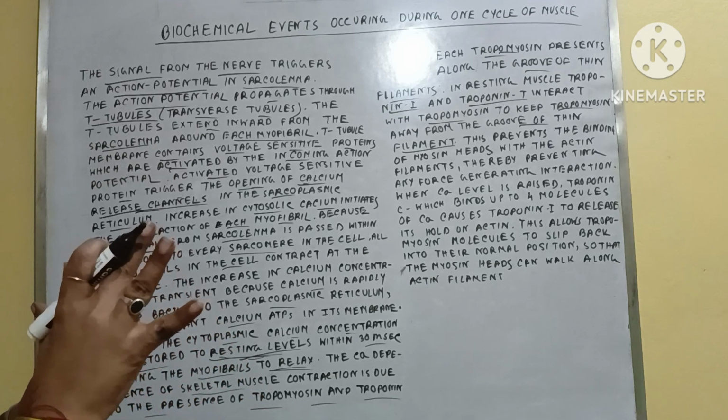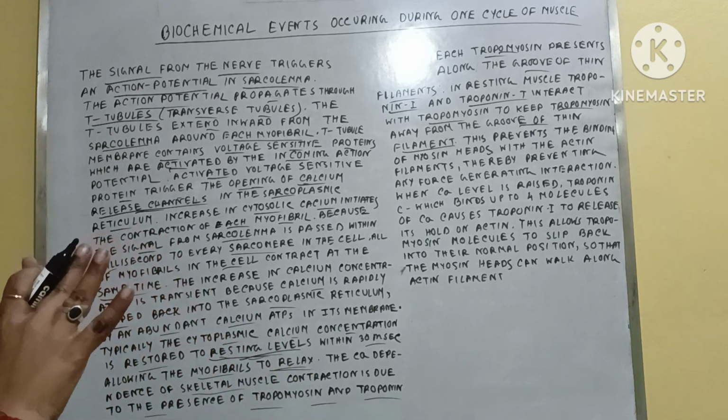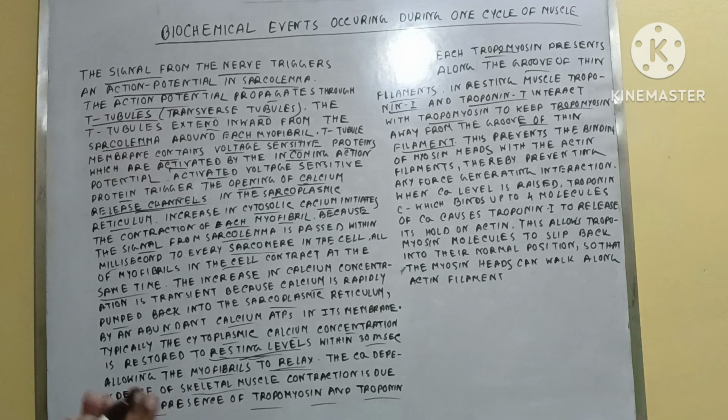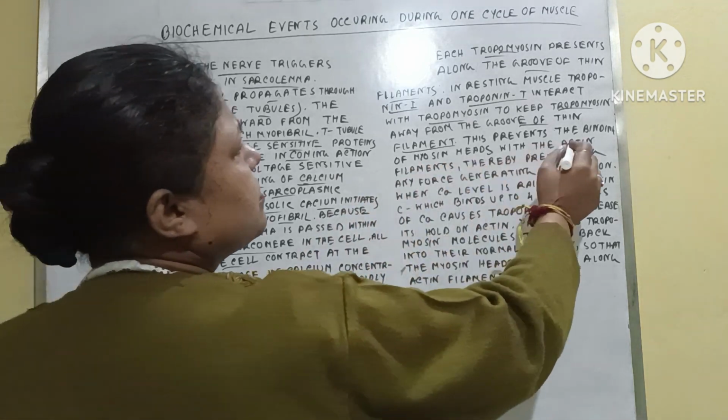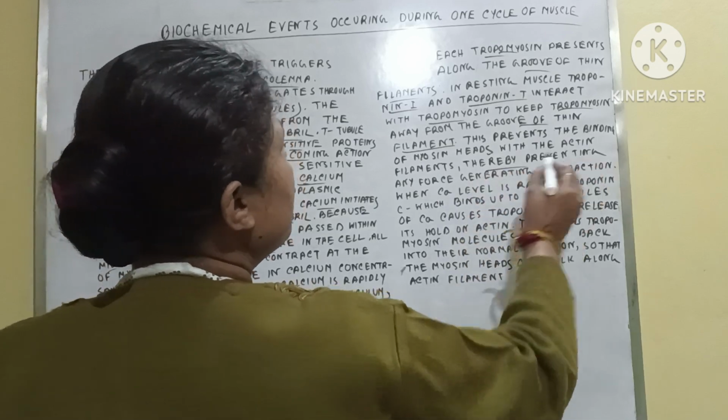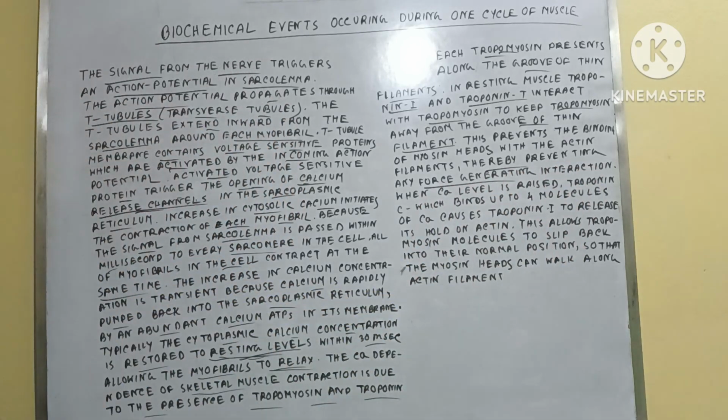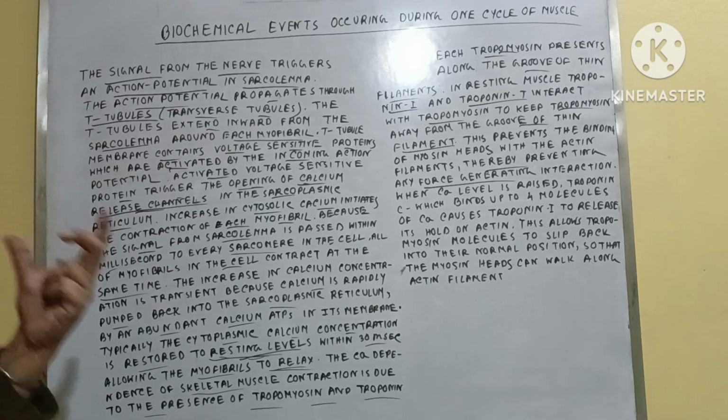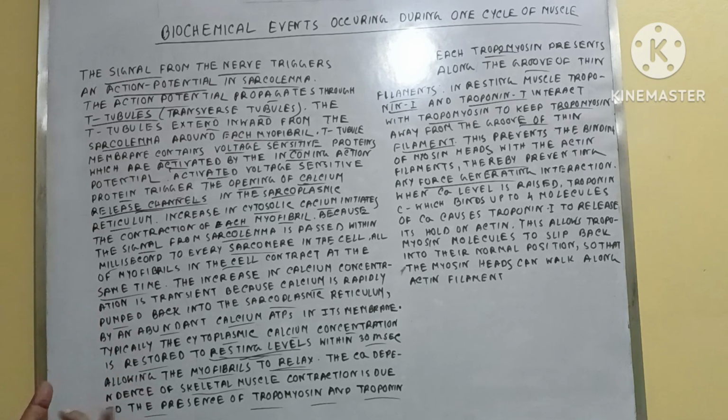So the binding of the myosin and the actin filament is not possible, and that's why no force-generating interaction occurs. When actin and myosin are binding with each other, then the force that is necessary for muscle contraction is formed.